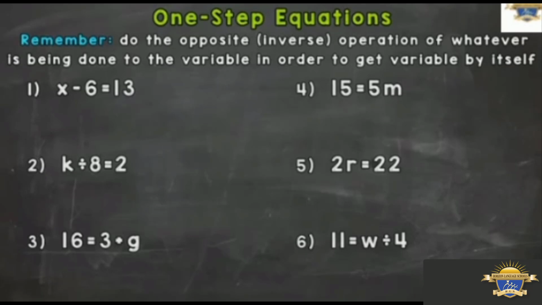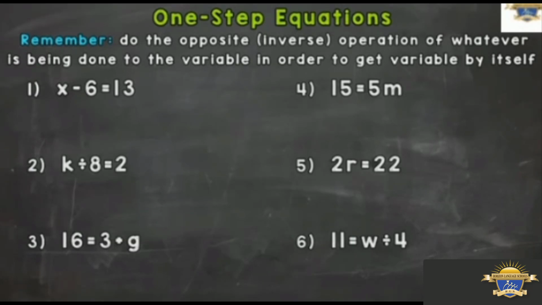And as you can see, there are 6 problems on your screen. And on top, I have written a hint. We need to remember that to solve these problems, we are going to do the opposite, or the inverse operation, of whatever is being done to the variable in order to get the variable by itself. Again, the main goal is getting the variable by itself. And inverse means do the opposite. So addition's inverse will be subtraction, and multiplication's inverse will be division.